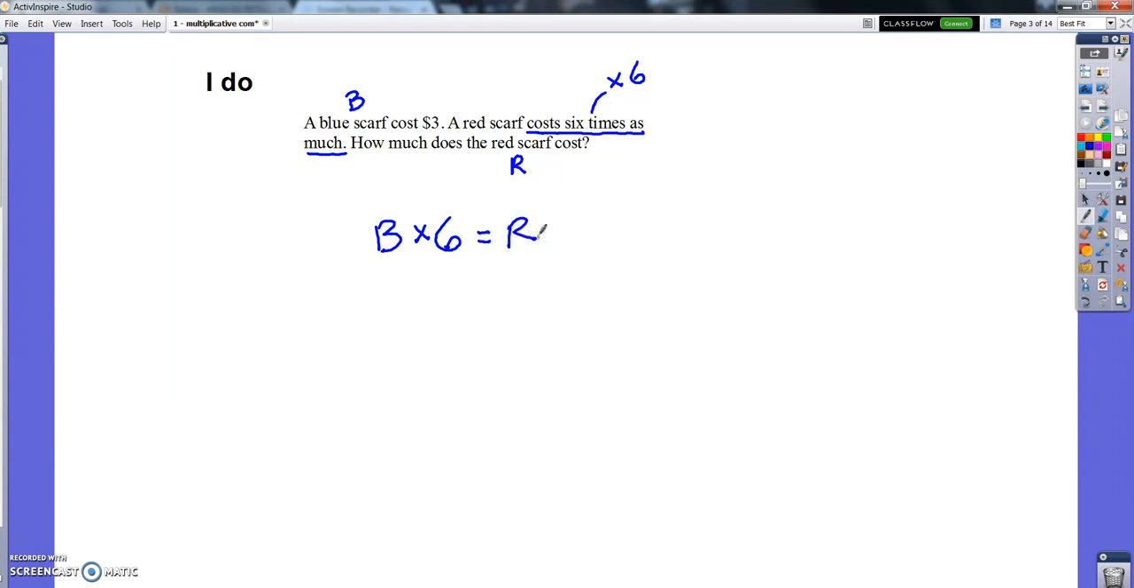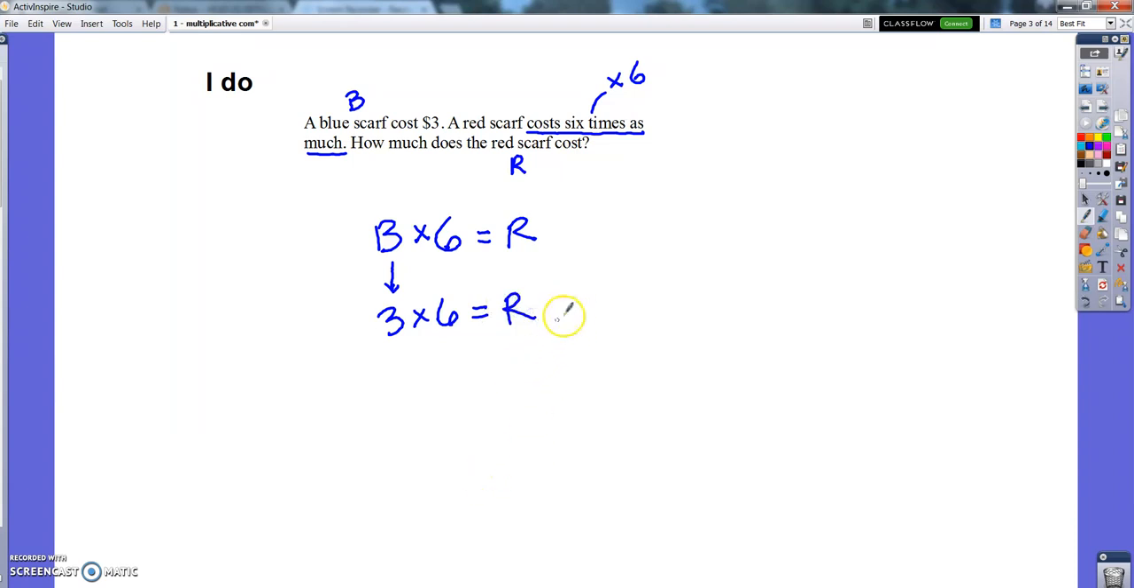So I just want to even set it up like that before I solve it. Blue scarf times 6 equals red scarf. The red scarf is 6 times more than the blue scarf. Now, I know the value of the blue scarf. I know the blue scarf is $3. So I know that 3 times 6 equals the cost of the red scarf.